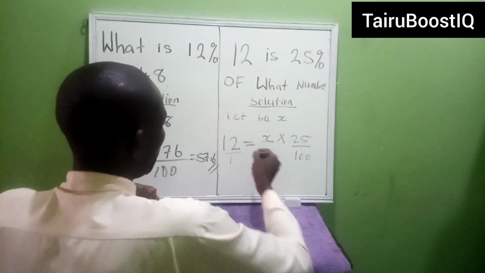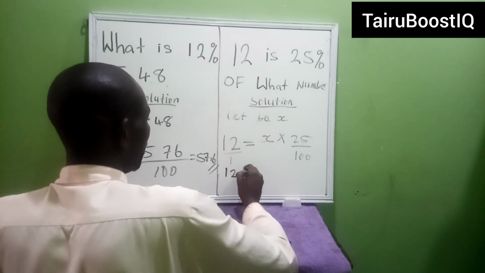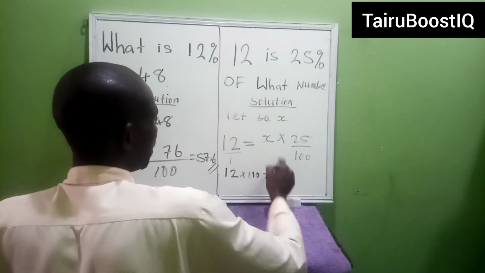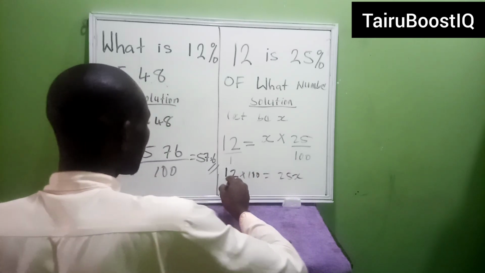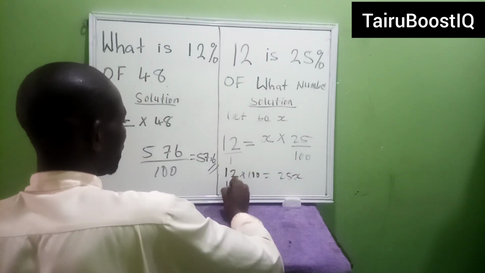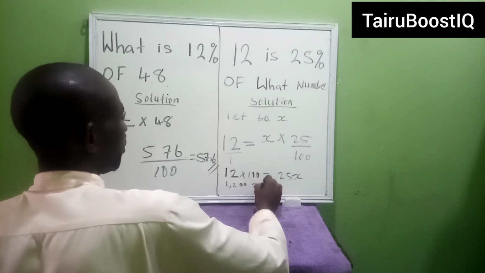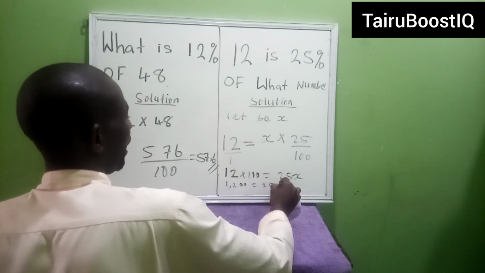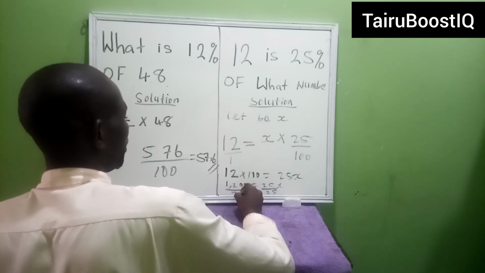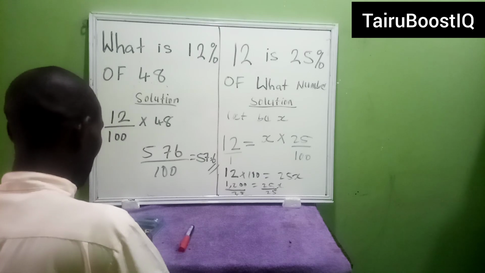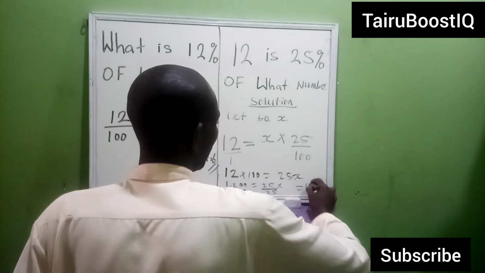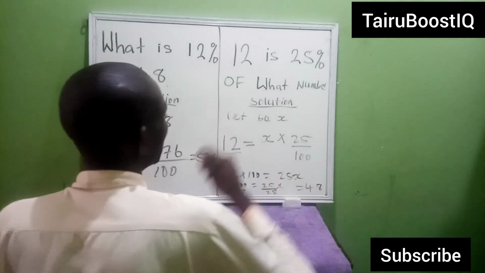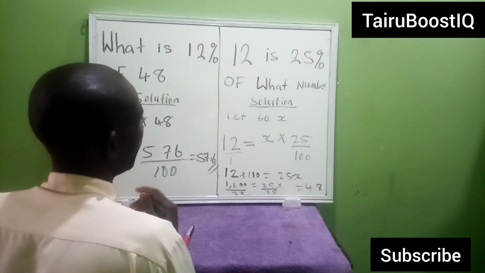cross multiply. When we cross multiply, we are going to have 12 times 100 is equal to X times 25, which we write as 25x. 12 times 100 will give us 1200, which is equal to 25x. We divide both sides by 25. Then 1200 divided by 25 is going to give us 48. This is how to solve this arithmetic logical reasoning.